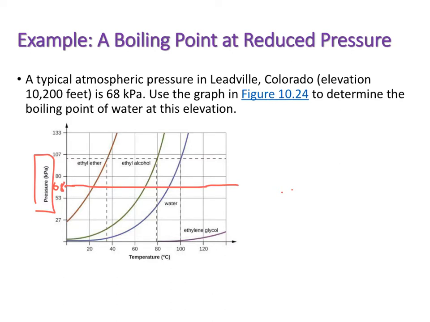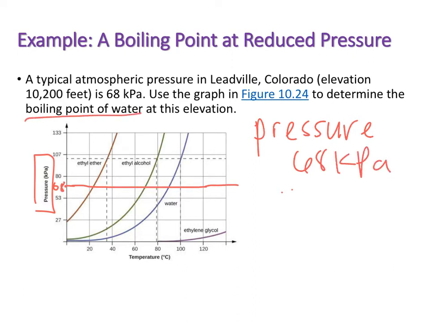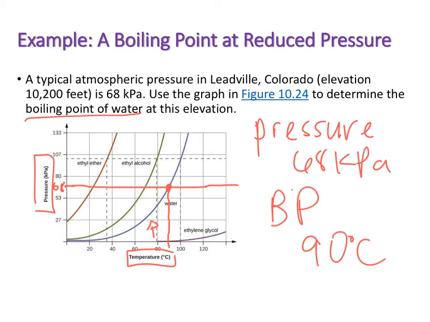So whatever the pressure is, and in this case it's 68 kilopascal, we have to find the boiling point of water. So we're looking at water, we're looking at this blue line right there. We need to find wherever it intersects, and it happens to be right there. Now we're going to trace back to what the temperature is, and it's pretty much between 80 and 100. That would mean that the boiling point, the temperature, would be 90 degrees C. So I would estimate this to be 90 degrees C.